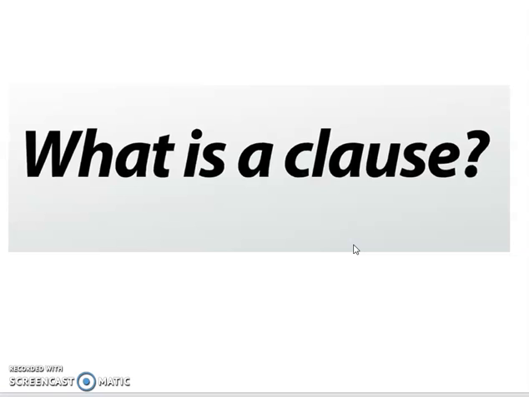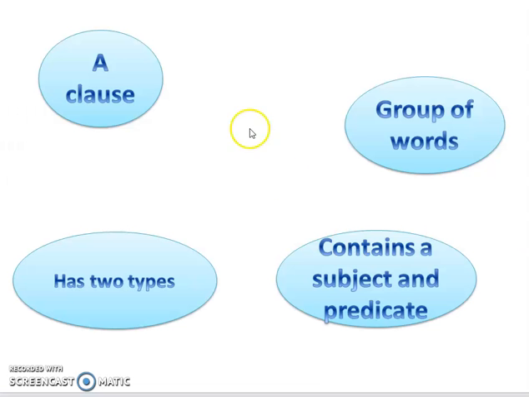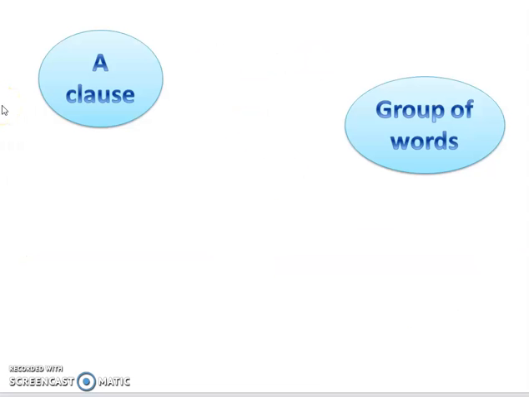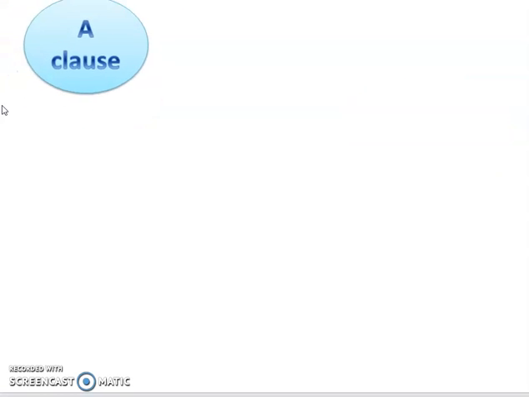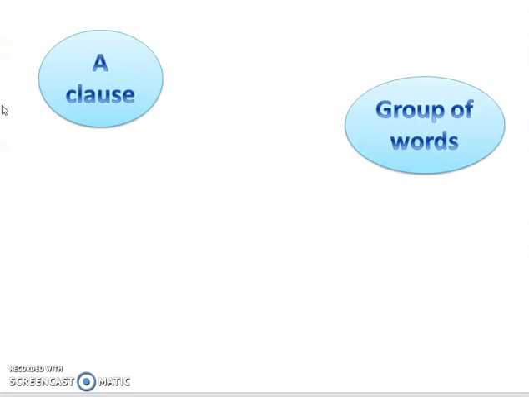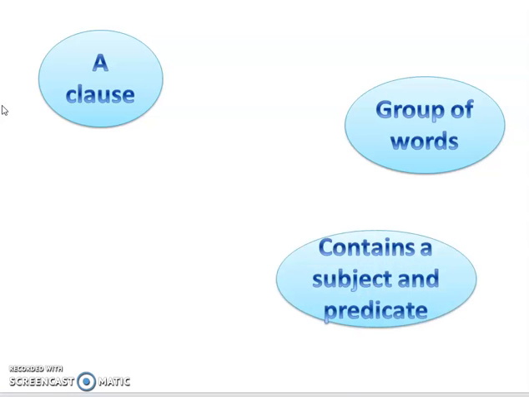Now we're going to learn about the different types of clauses. We're going to learn what the clause is. Let's start. What's the clause? When we say clause, we're talking about a group of words, not individual words. We're talking about subject and predicate at the same time. So I can't name a group of words a clause unless they have a subject and a predicate in the same part.